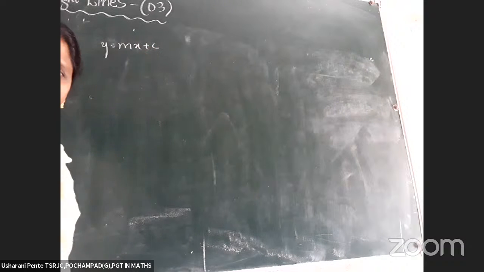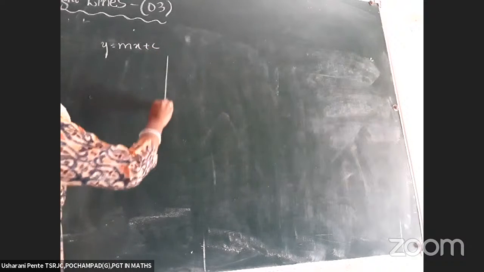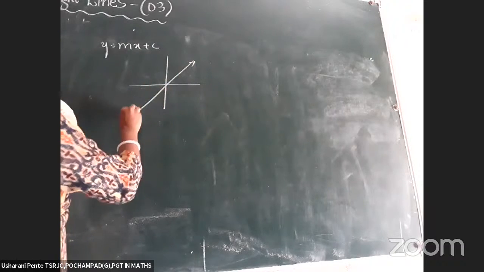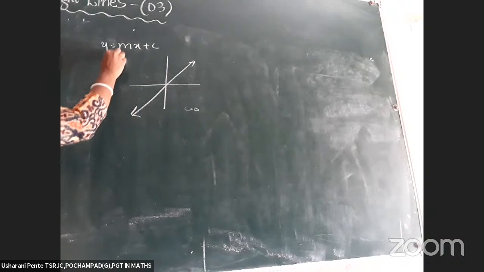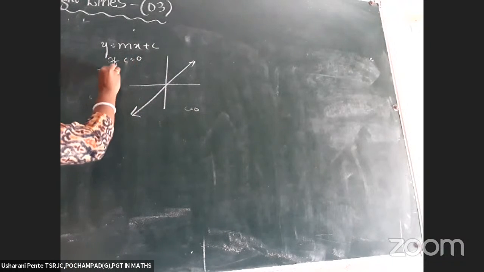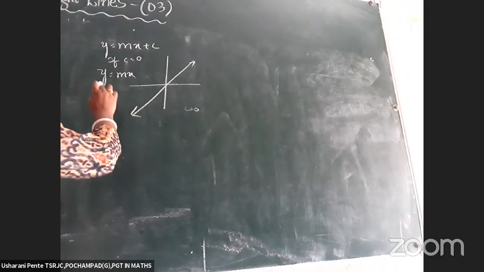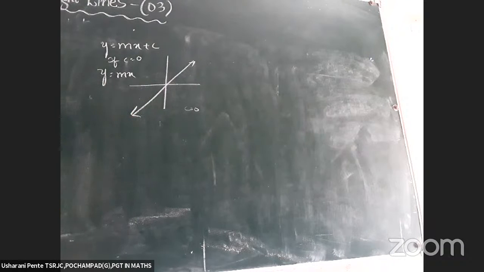If y is equal to mx plus c is a line which has a y-intercept, and if it doesn't have a y-intercept, then it passes through the origin. That is, if c is equal to 0, then the line takes the form y is equal to mx. What does it mean? This is nothing but the equation of the line passing through the origin.